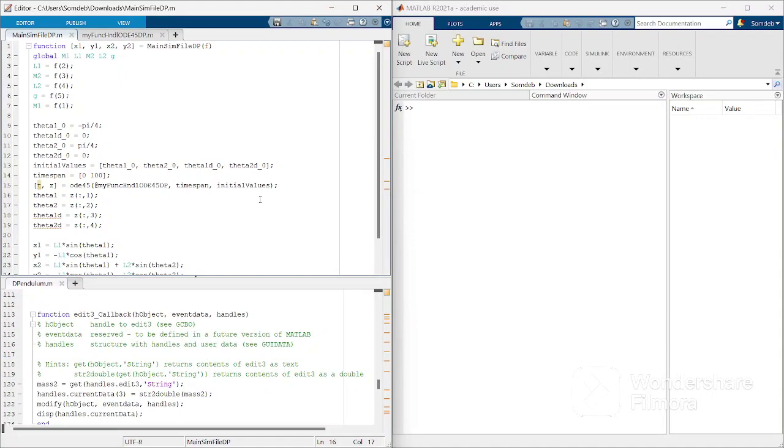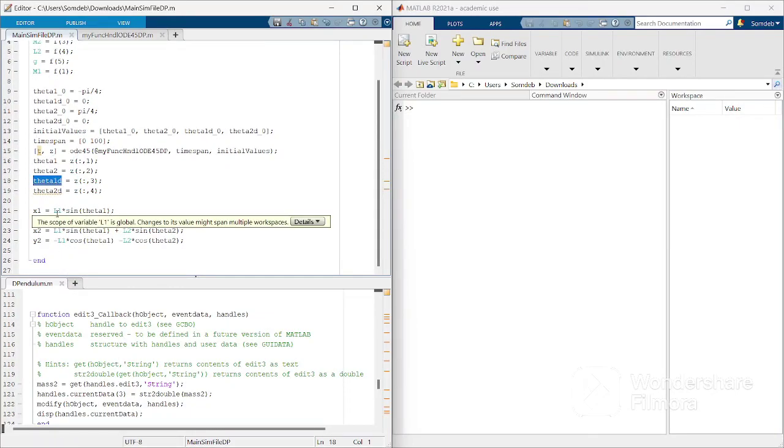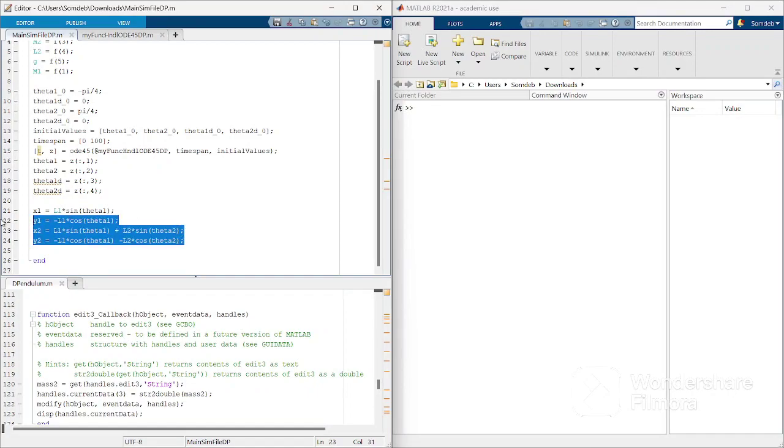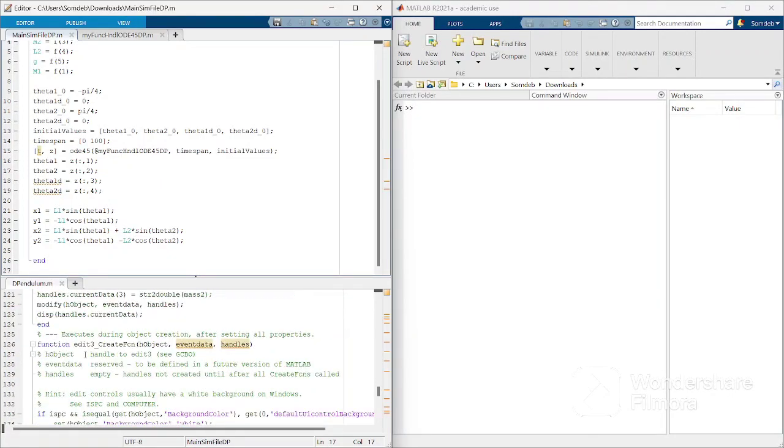It gives the x, y coordinates of both the bobs as they move, stored in variable z, where z has theta 1, theta 2, theta 1 dot and theta 2 dot. And x1, y1, x2, y2 can be written in terms of theta 1 and theta 2, in the manner we have seen. After deriving this, I have written the GUI for it.